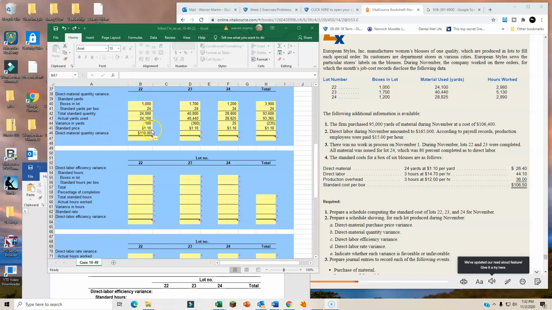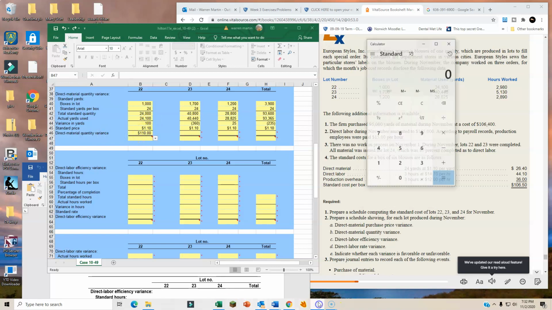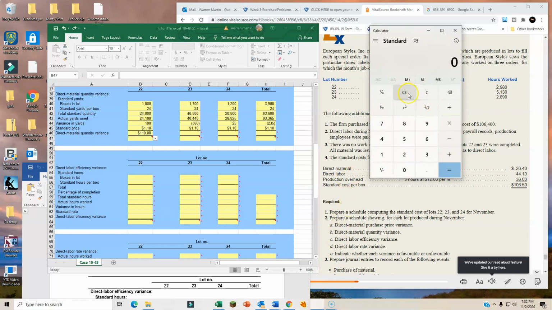All right, so all you're going to do there is multiply variance in yards by the standard price to give you this. So if we use the calculator, clear it off, do the 1.1, because the price is 1.1, multiply it by the 100, and that will equal us our 110.